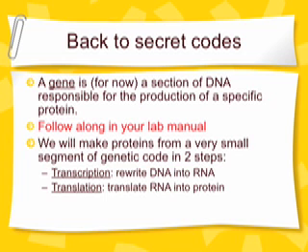What you're going to do is you're going to look in your lab manual. Now turn to the next page, on page 78. And we're going to try to make proteins from a small segment of genetic code. And again, there are 2 steps to this. First, we're going to rewrite the DNA into RNA. And then we're going to take the RNA and turn that into protein.